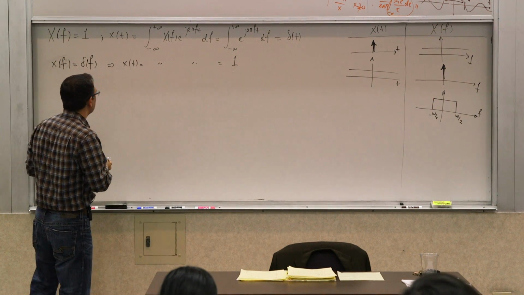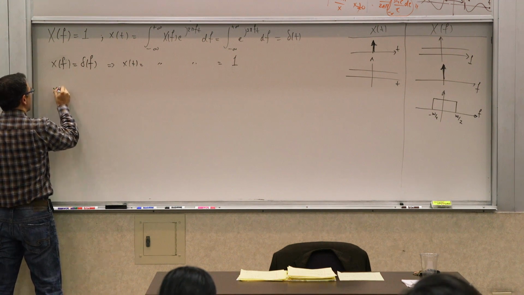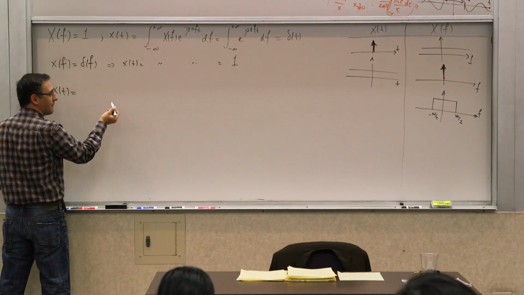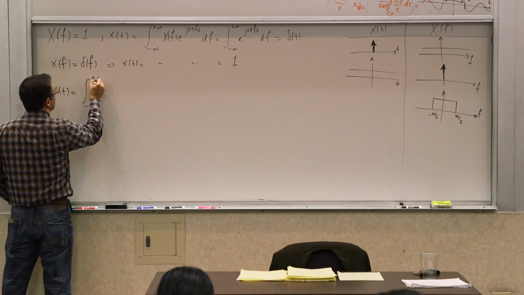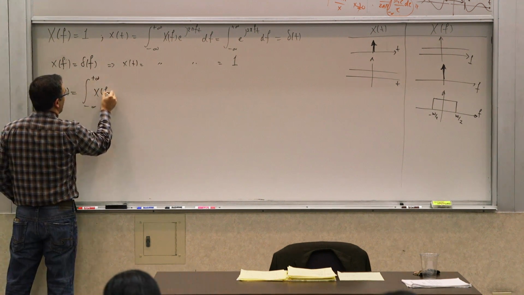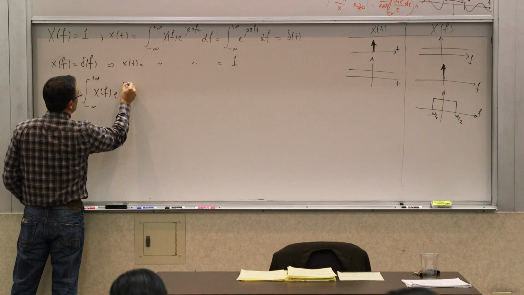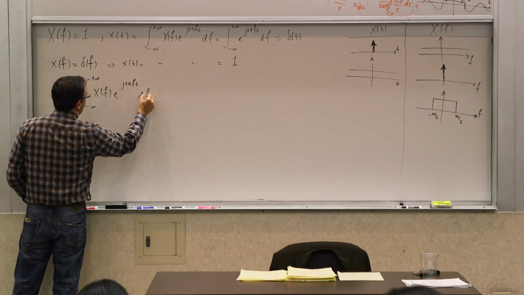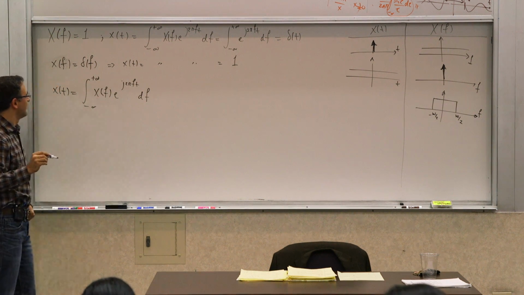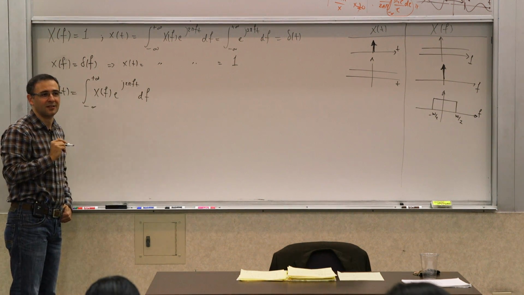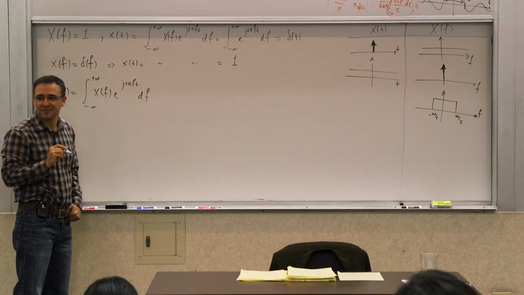So how do we calculate this? Well, again, we are trying to calculate x of t, right? So we use the inverse Fourier transform, which basically says it's the integral from negative infinity to positive infinity of X of f e to the j 2 pi ft df. You're going to be tired of writing this integral. You're going to write it so much.